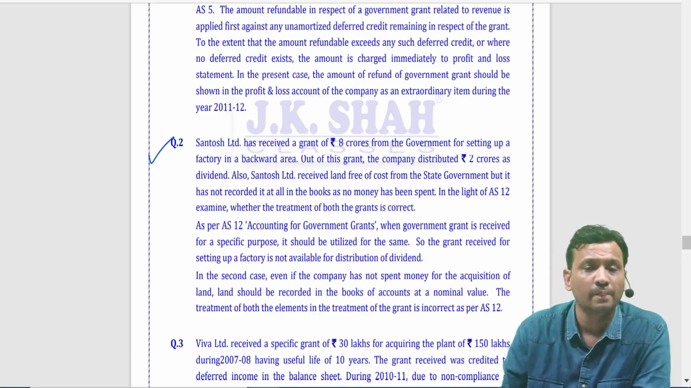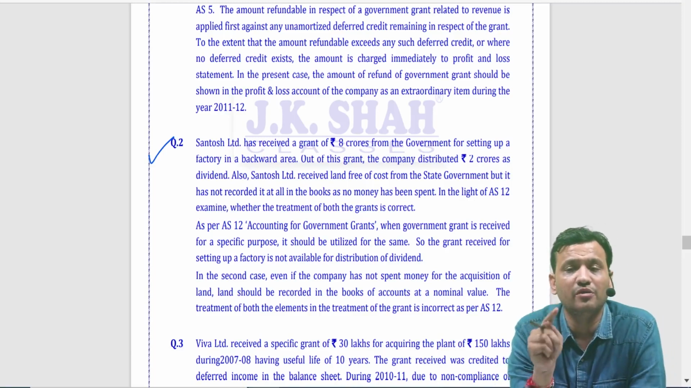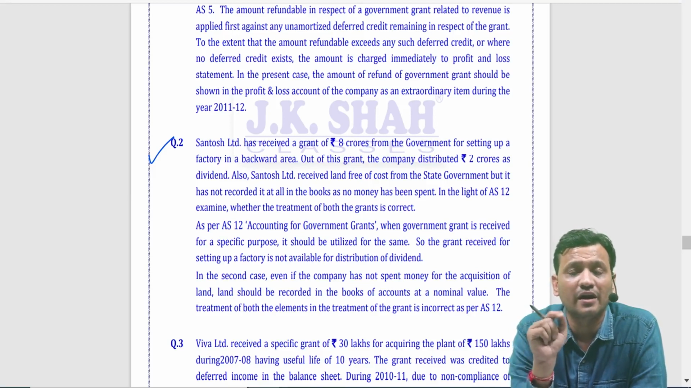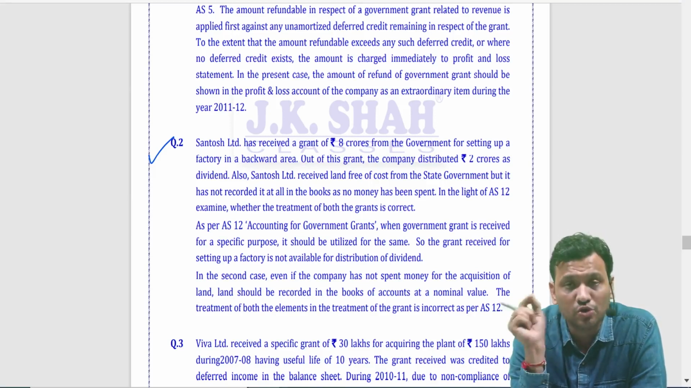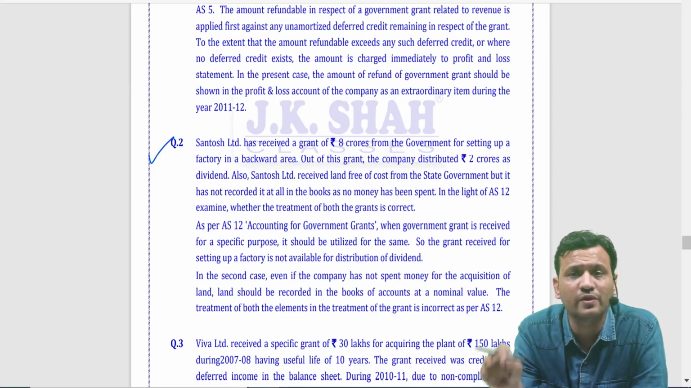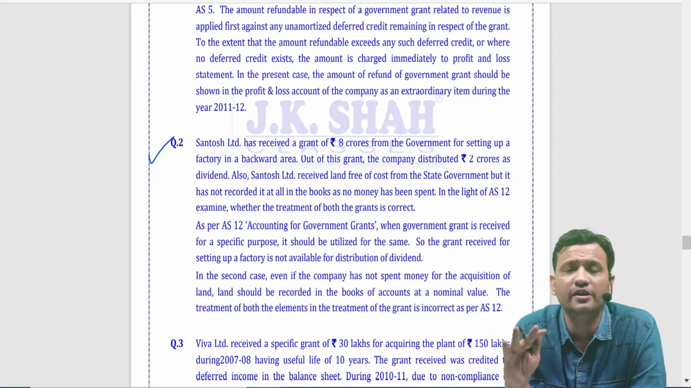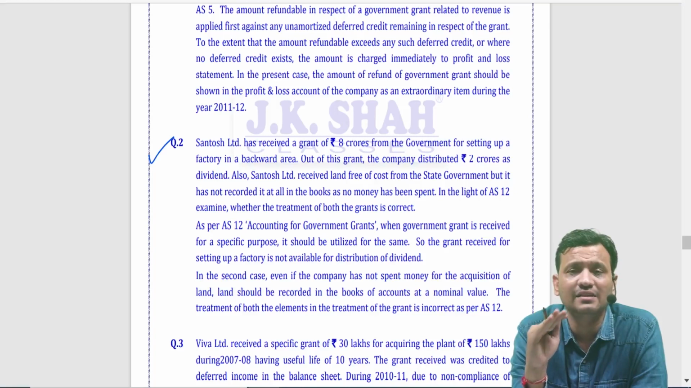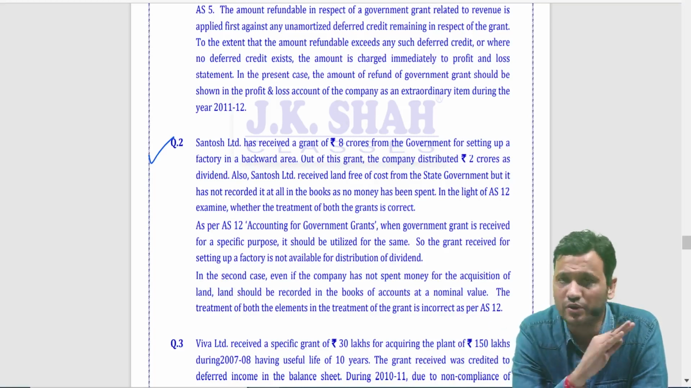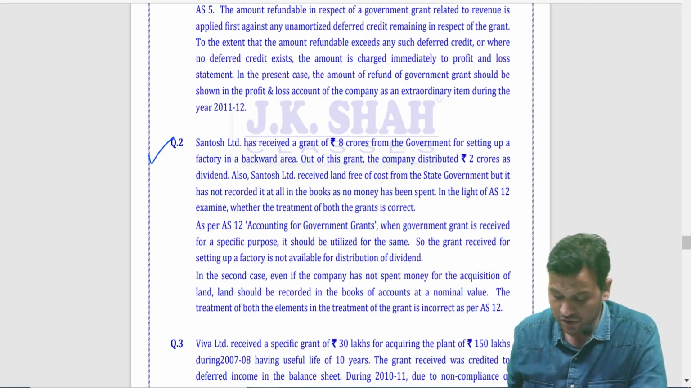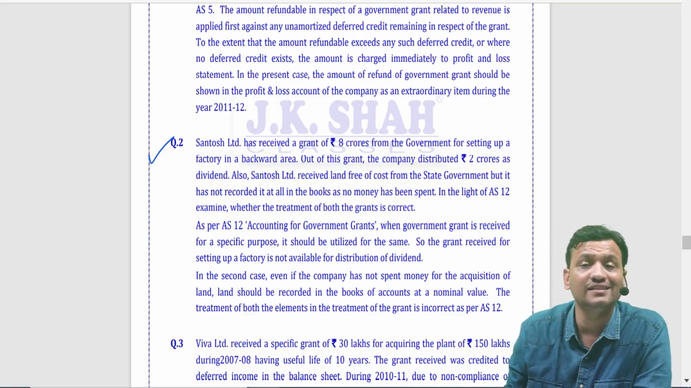Obviously not. Santosh has received 8 crore from government for setting up a factory in backward area. This is nothing but a grant which is in the nature of promoter's contribution, and should be credited to capital reserve, and no dividend can be given from the balance which is standing to the credit of capital reserve. You cannot give dividend. So the accounting treatment done by Santosh is wrong.